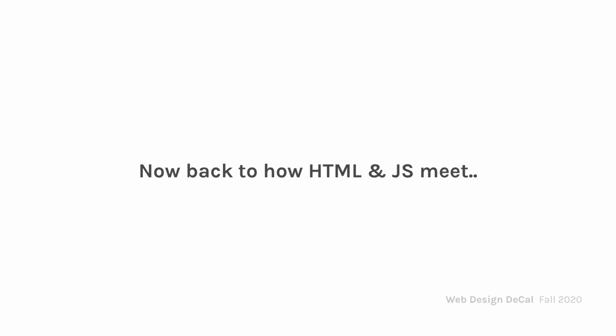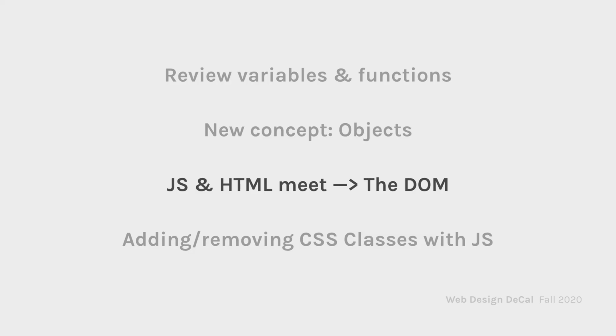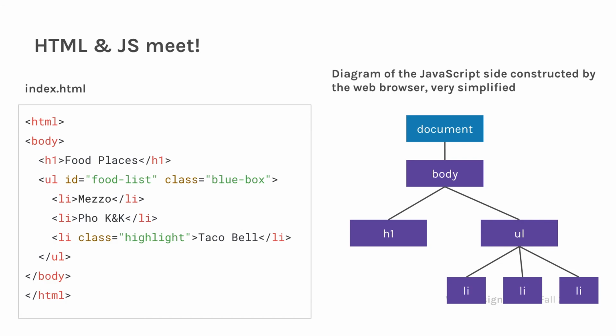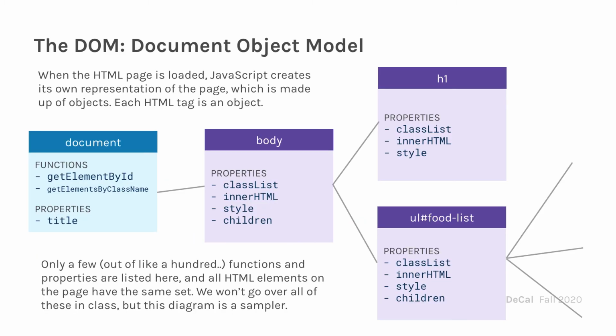So let's get back into how HTML and JavaScript meet, and we'll talk about the DOM, or the Document Object Model. This is just our HTML that you've probably seen from previous lectures. It's a list of food places in Berkeley. But on the right-hand side, we have a diagram of the JavaScript side constructed by the web browser, a very simplified version. And this is what the DOM looks like.